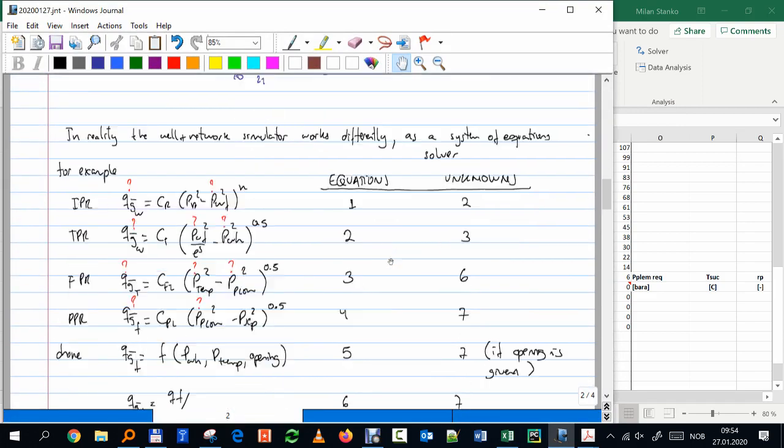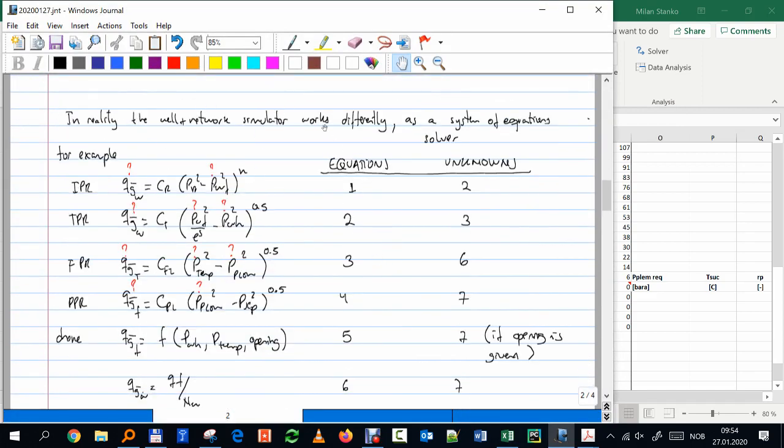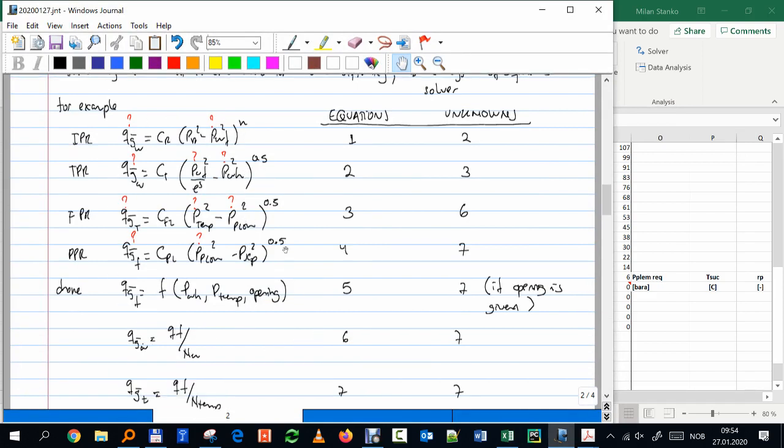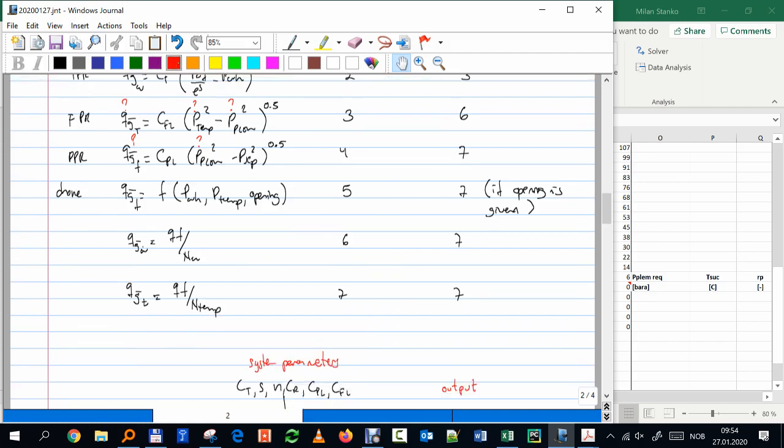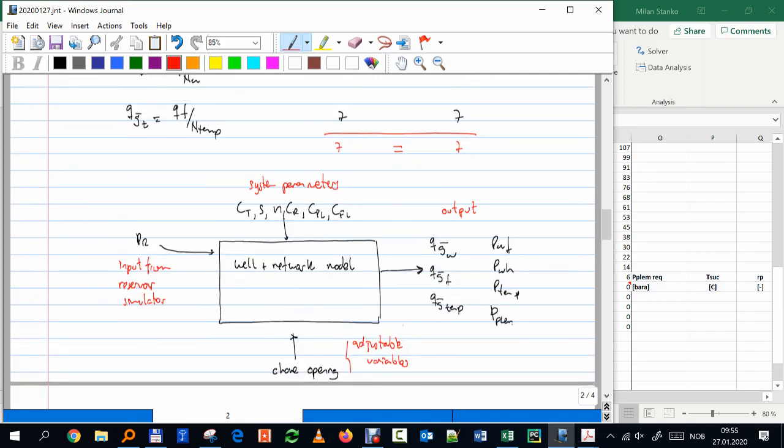I told you a commercial simulator works a bit differently. Actually, you are solving a system of equations. There you can have temperature, you can have other things, and I have to count how many equations I have, how many unknowns I have, and then see if they are equal. At the end, I make the sum, and the left side should be equal to the right side. Then I told you to visualize it as a box, a function, and you simply give PR from the reservoir simulator, your system parameters, and your choke opening, and it computes all of these things for you.